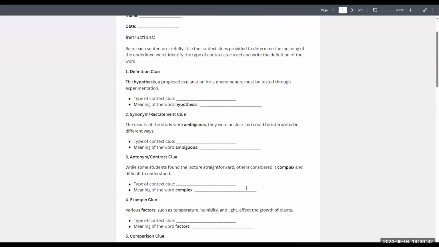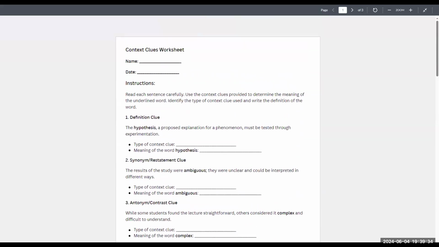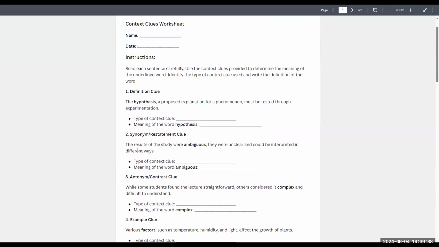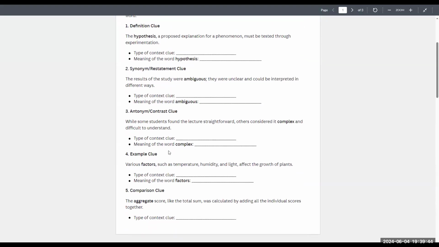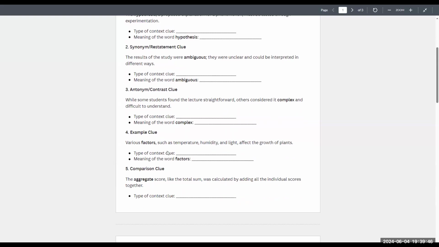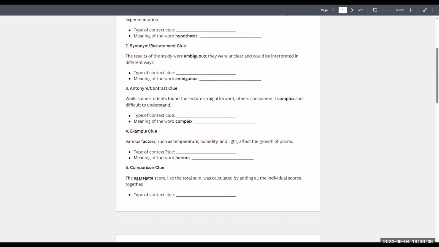I forgot to resume recording, so let me give this very quickly. Number 1 is proposed explanation. Number 2 is unclear and interpretable in different ways. Number 3 is difficult to understand. Number 4 is elements or conditions that affect growth.